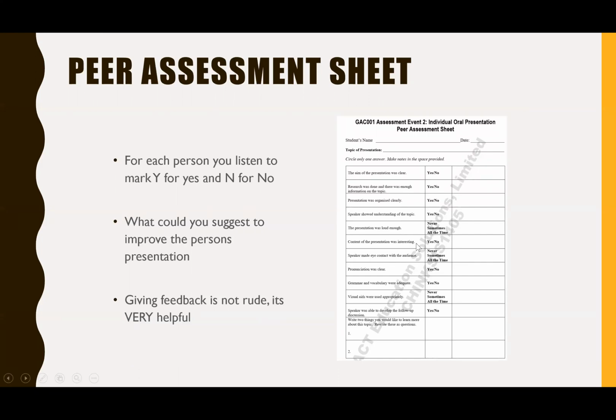Was the content interesting? When you were looking at the PowerPoint presentation and listening to the speaker, were you interested in the animal they were discussing? Did they use videos or pictures or anecdotes to make it interesting for you? Did the speaker make eye contact with you, the audience? Was the pronunciation clear? So when they said the scientific name, could you understand what they said? It's important that before the presentation you practice the vocabulary so that you can say it correctly.